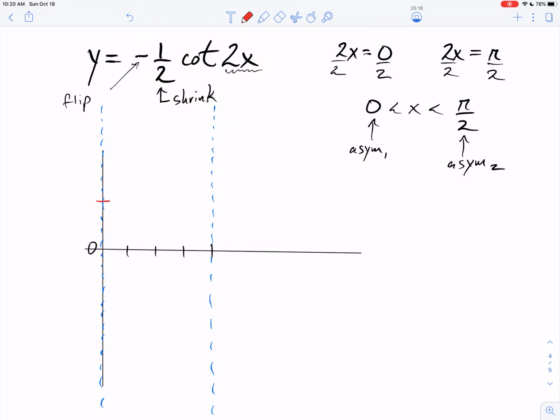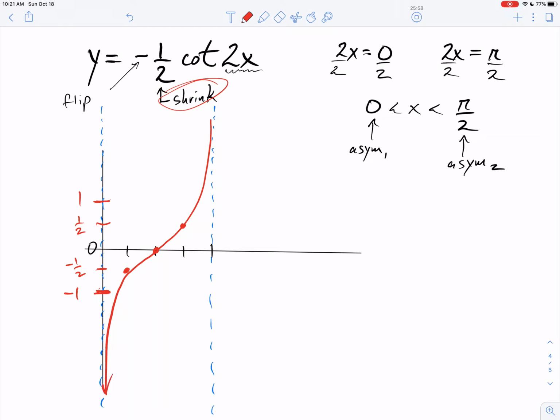Well, if this is, let's say, 1 unit, then that would be a half a unit. If this is, let's say, negative 1 unit, that would be a negative half unit, right? That's what that shrink is about. Check it out. I'm going to put a dot here. And normally, for a cotangent, I would put the dot here and the dot here, because they told me to shrink it. But what did they also tell me to do? They told me to flip it. So I'd go, ooh, wait a minute. If you flip a cotangent, it looks like a tangent. So here's my graph.